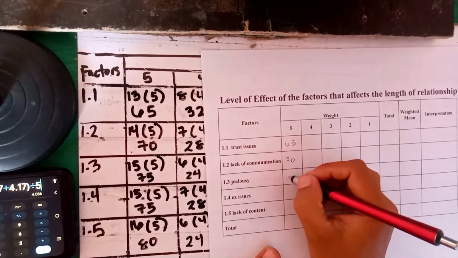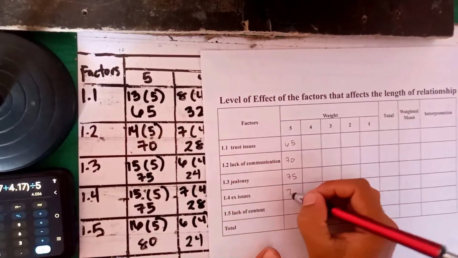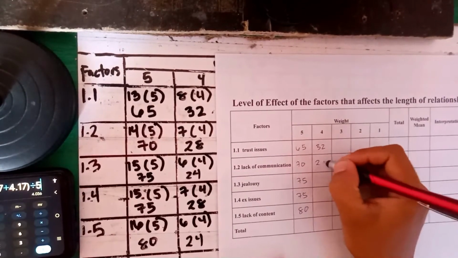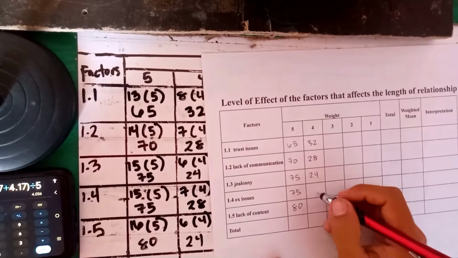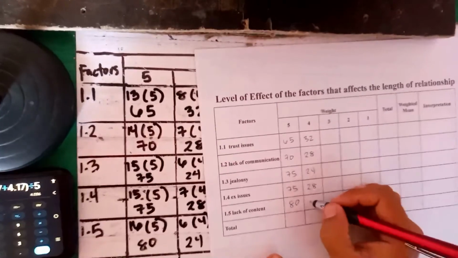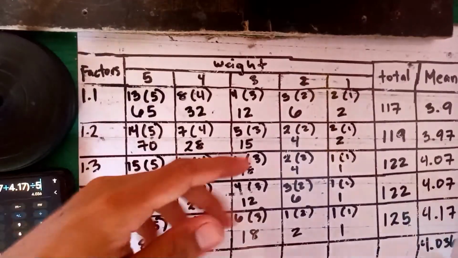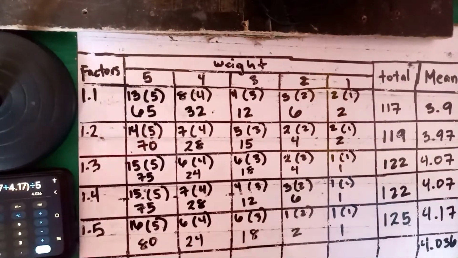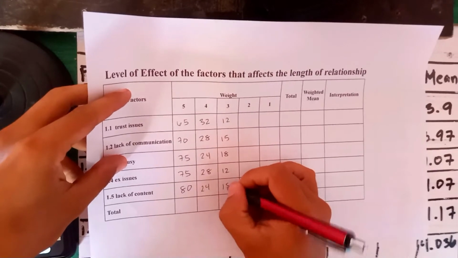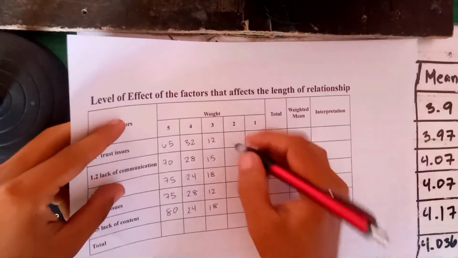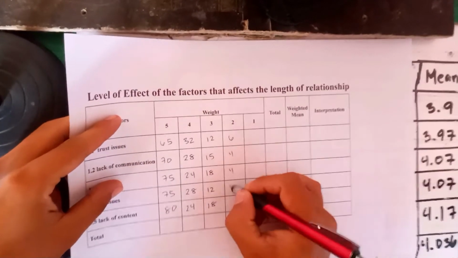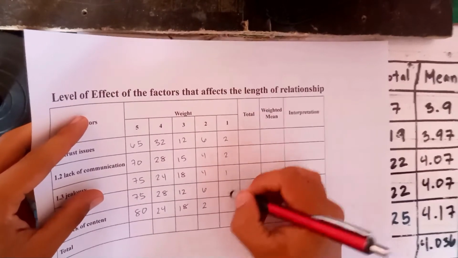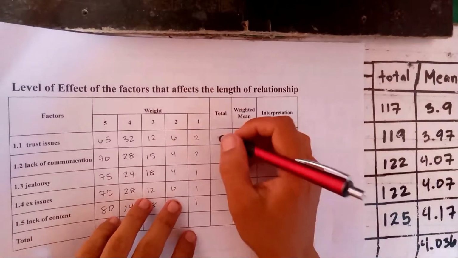70, 75, 75, 80. We have 32, 28, 24, 28, 24, 12, 15, 18, 12, 15, 18, 12, and 18. 6, 4, 4, 6, 2, 6, 4, 4, 6, 2, and then 2, 2, 1, 1, 1, 2, 2, 1, 1, 1.